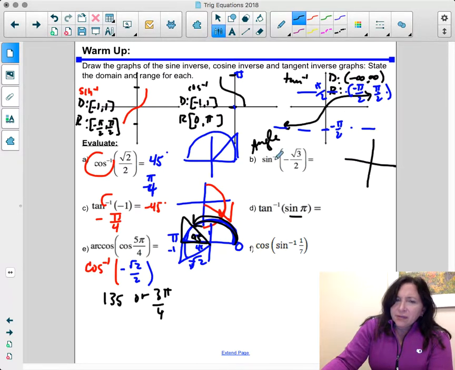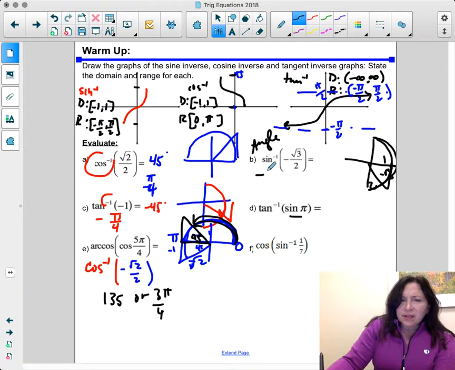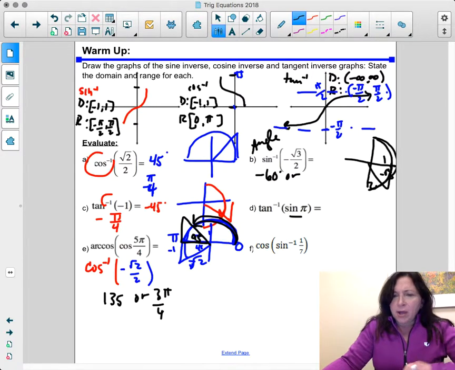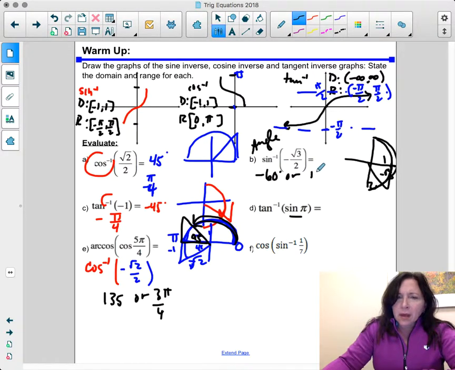But because, see this negative? This is my restricted area. So sine and tangent share that same area where it's restricted. So you have negative root 3, so it's going to be down here. Sine is opposite over hypotenuse. So where we are is at negative 60 degrees, or you can say it's negative pi over 3.